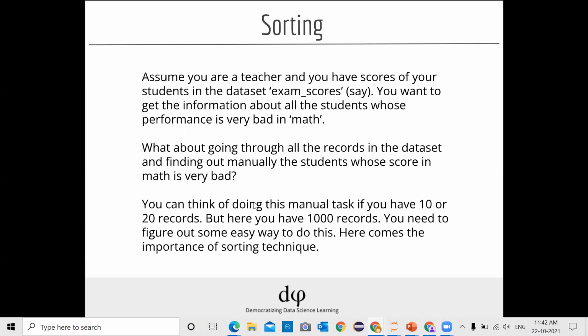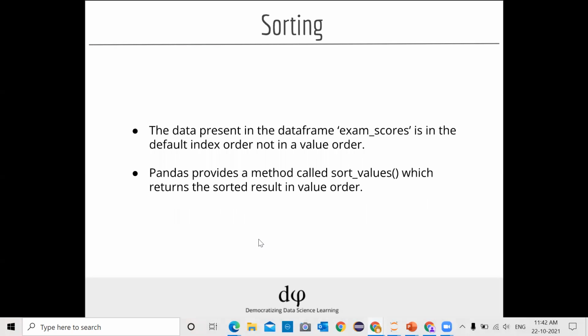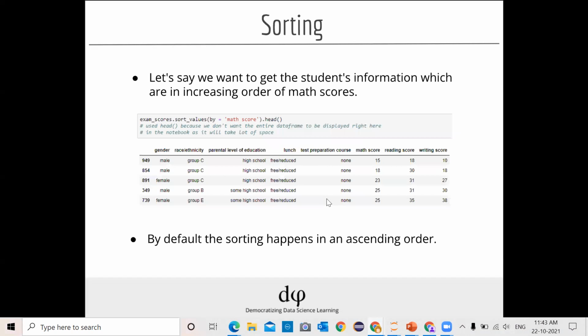So you can think doing this manual task if you have 10 or 20 records. But here you have 1000 records. You need to figure out some easy way to do this. Here comes the importance of sorting techniques. The data present inside the data frame exam score is in the default index order, not in the value order. Pandas provide a method called sort values, which returns the sorted result in value order.